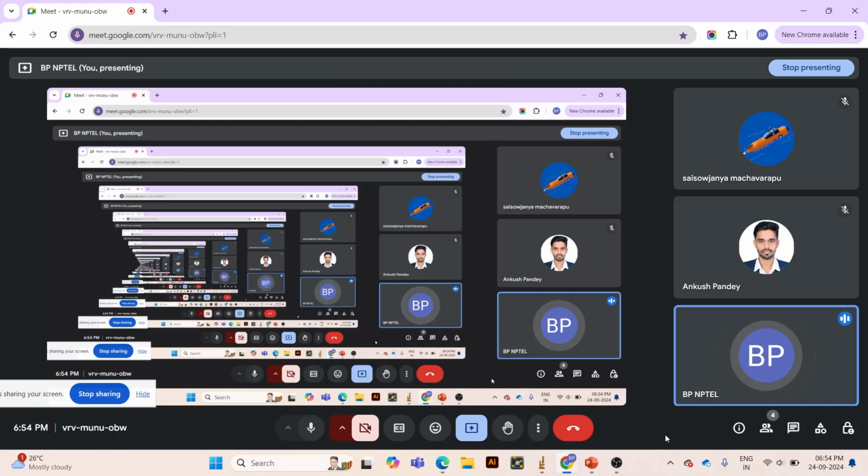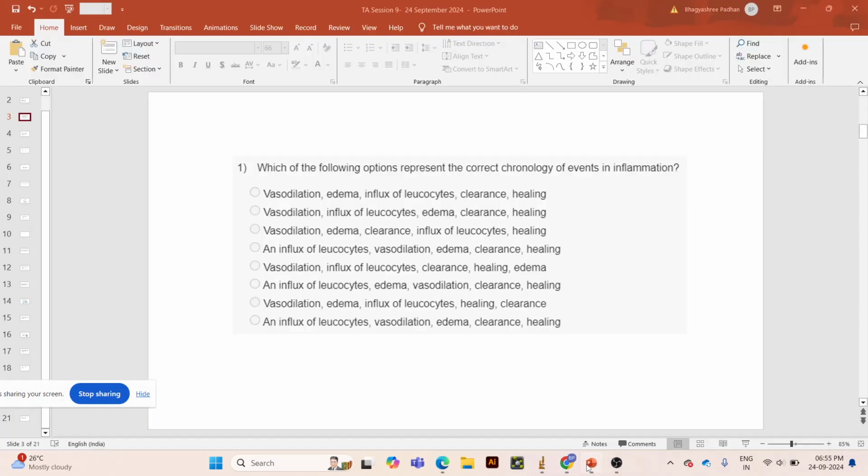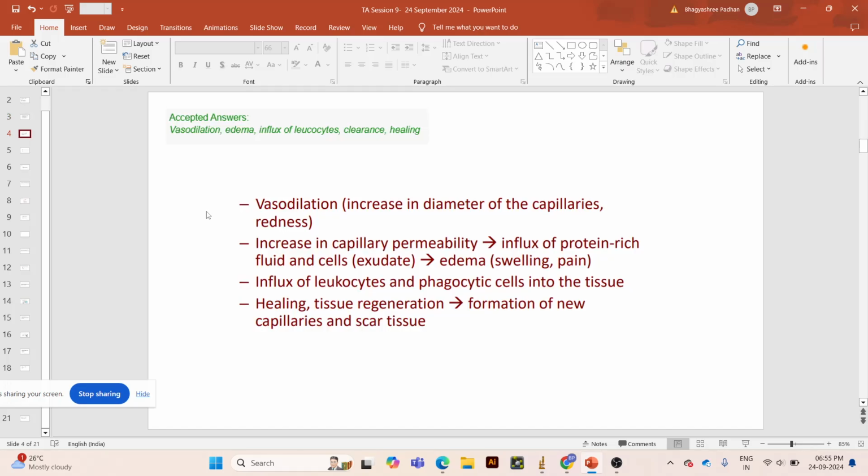Since we have already discussed all the questions today, I'll quickly scroll through all the questions that I discussed. And if you guys can hear me, you can stop me at any point. So, this was the first question. Which of the following options represent the correct chronology of events in inflammation? And the answer would be option one: vasodilation, which is followed by edema and then influx of leukocytes, clearance, and then healing.